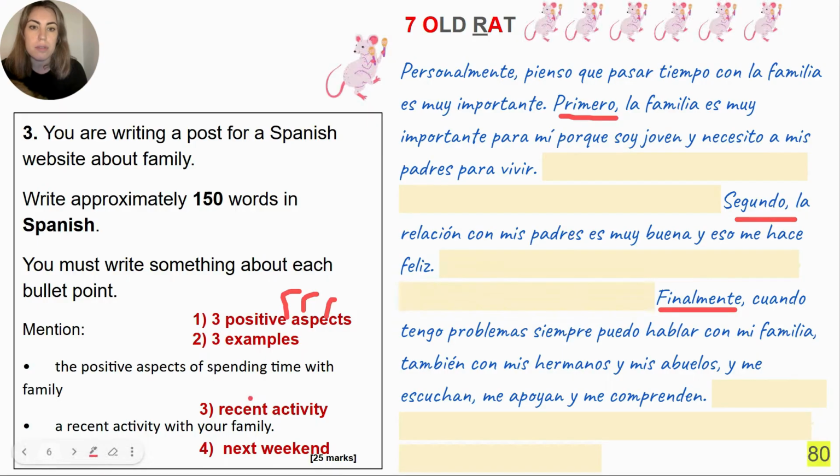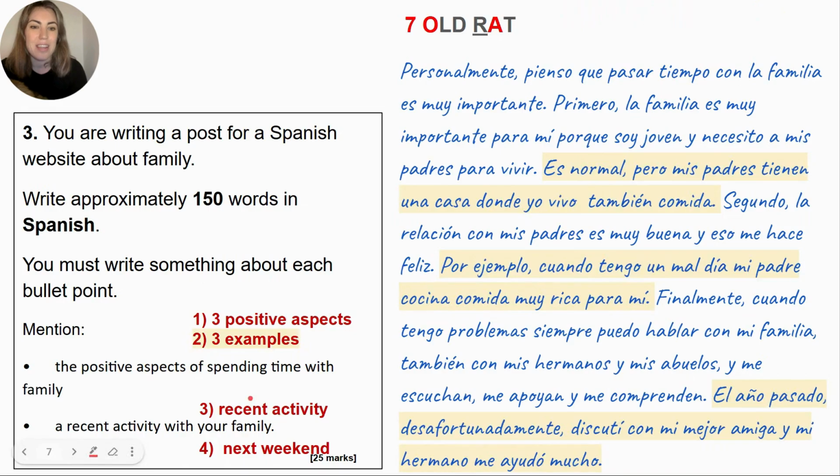So the examples, here we go. So I wanted to add to this idea, the first idea. Es normal, pero mis padres tienen una casa donde yo vivo y también comida. Sorry, an E is missing here, okay? Y también comida. So it is normal, so that's a regular thing, okay? But this is necessary for me. My parents have a house where I live. Complexity. I live in that house and they also have food. I need them for that, okay? So it's a positive aspect, I would argue.